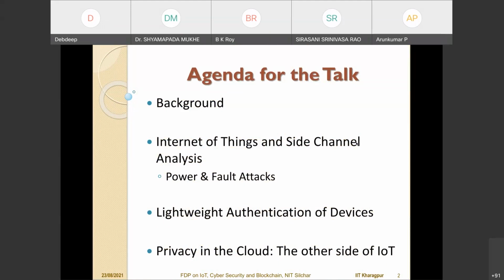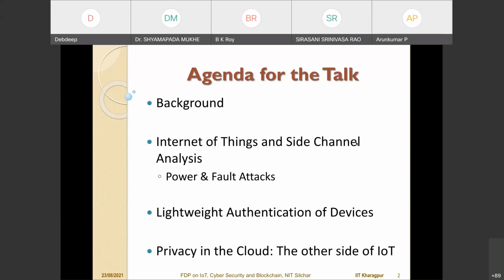Then I will focus on IoT, the Internet of Things, and talk about one important aspect. We know that cryptographic algorithms are implemented to obtain end-to-end security. And when you implement cryptographic algorithms, there are some small avenues for attacks, which can lead to disastrous consequences. These are called side channel vulnerabilities, and the attacks are called side channel attacks. Specifically, I will talk about 2 important attack vectors, which are called power attacks and fault attacks.